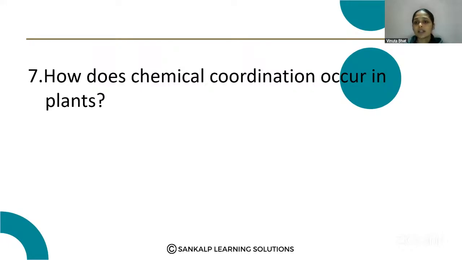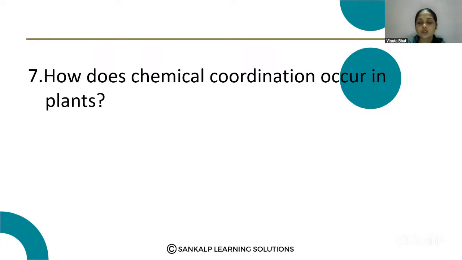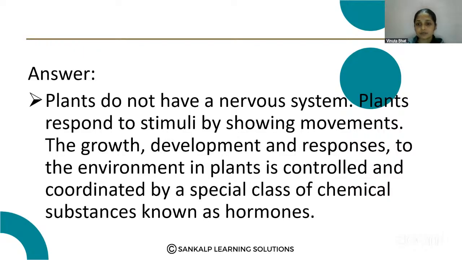How does chemical coordination occur in plants? Plants do not have a nervous system. Plants respond to stimuli by showing movements. The growth, development, and responses to the environment in plants are controlled and coordinated by a special class of chemical substances called hormones. So mainly hormones are involved in plants. There is no nervous system in plants to control and coordinate the body of the organism.